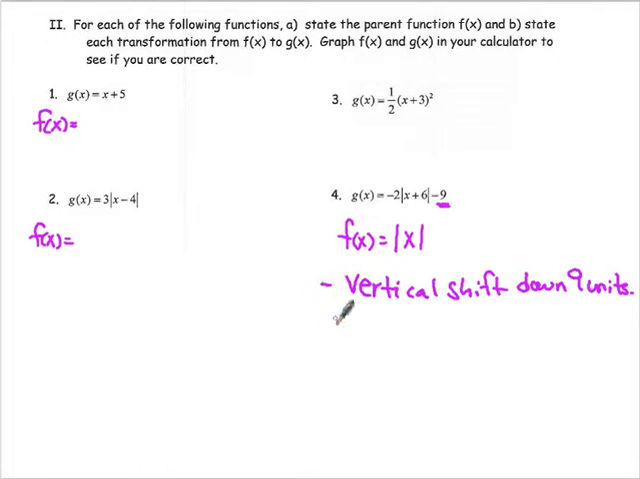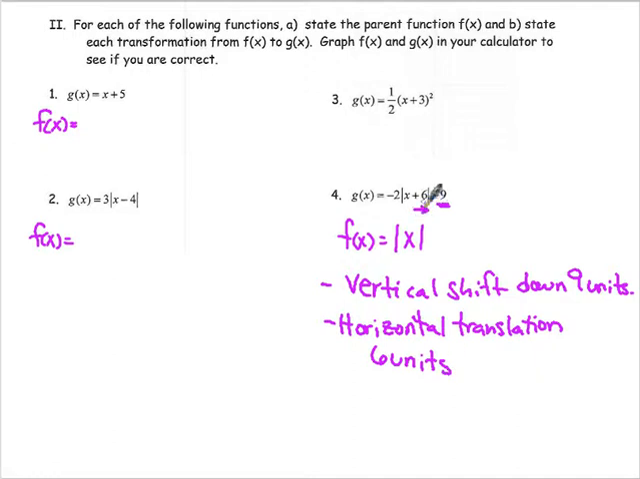This +6 is telling me it's a horizontal shift, or horizontal translation. And in this case, we're going 6 units. And I need to think about this because I'm on the inside, not to the right because it's positive. I want to go the opposite, to the left. So be careful when it's on the inside.